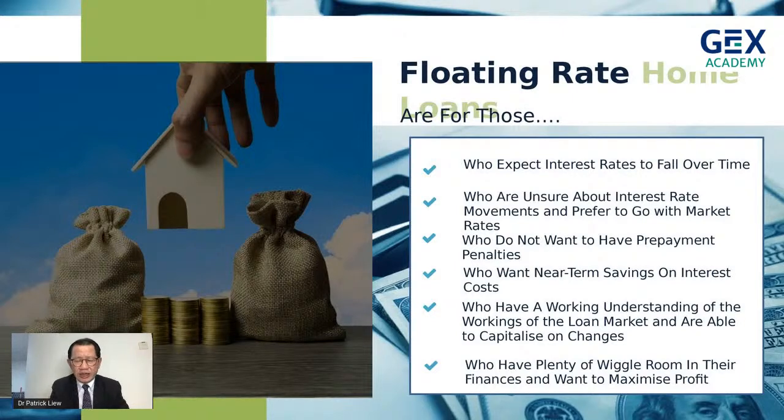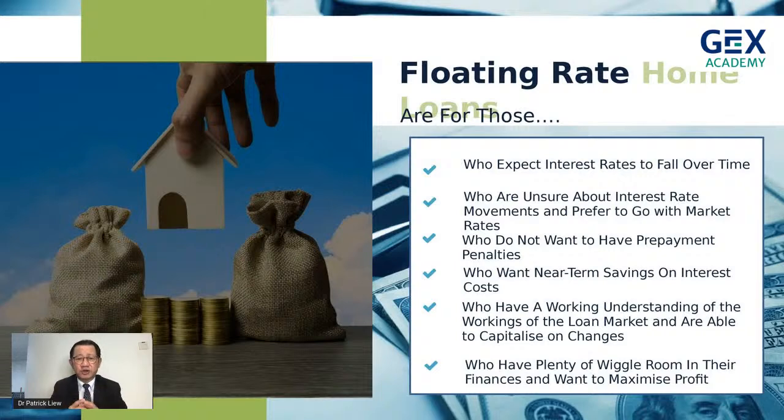Floating rates are really for those who expect interest rates to fall over time, who are unsure about interest rate movement and prefer to go with market rates. And these are for people who are quite savvy. They know that banks have to protect themselves. They are able to, in some way, ensure some predictability.